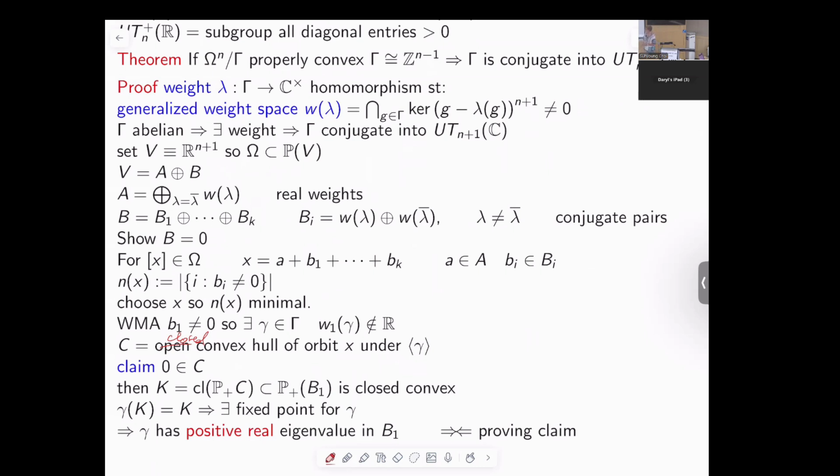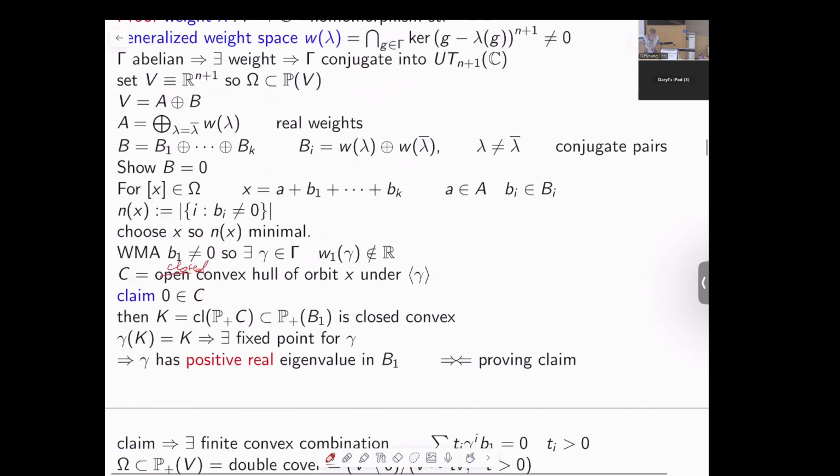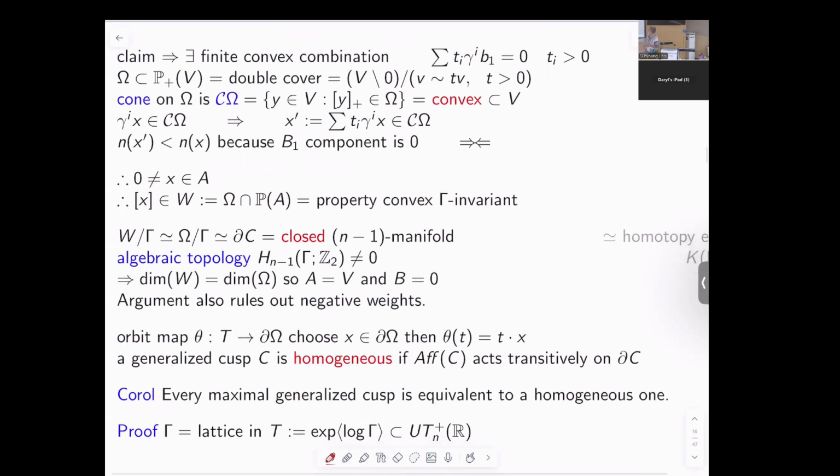So this convex hull, the orbit of this vector under gamma, has the zero vector in it. So that means there's some convex combination of the orbit of B1, some finite convex combination, which gives zero, because zero is in the convex hull. So some finite convex combination of vectors of the form gamma to the power i times a vector B1, which gives a zero vector.